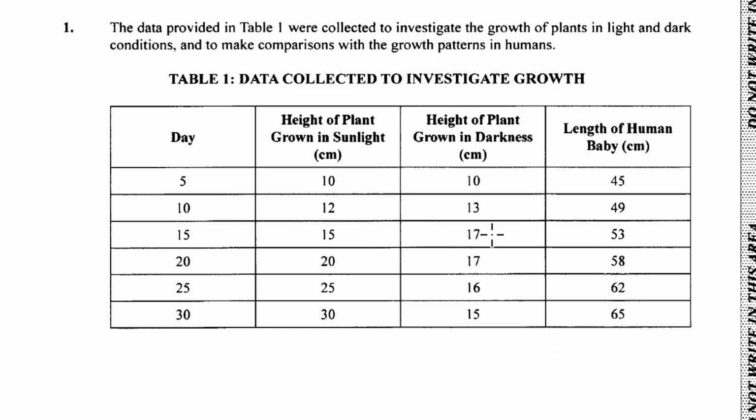But at this point here, it plateaus and then it decreases. The height actually decreases, whereas in the sunlight it increases. The length of the human baby, of course, increases steadily throughout.